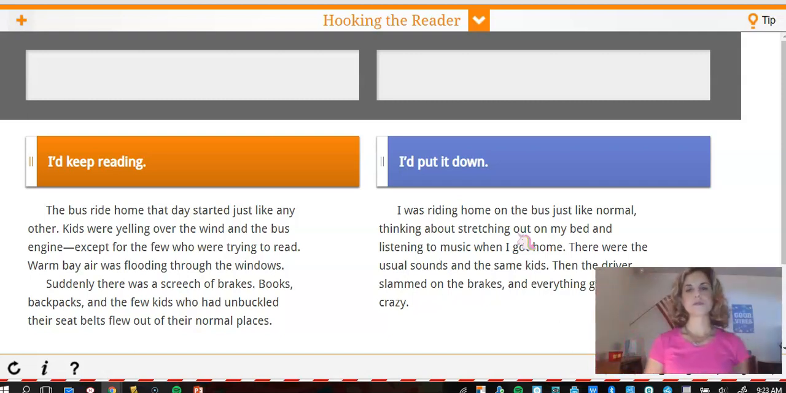Okay, waterfall. Aubrey, what did your table talk about? Why would you keep reading that one? We would keep reading it because it gives a lot more detail. Detail. What else? Anybody else have any other reasons why they keep reading it?